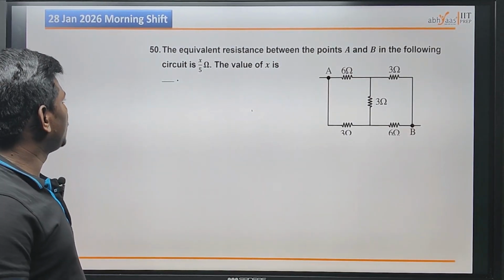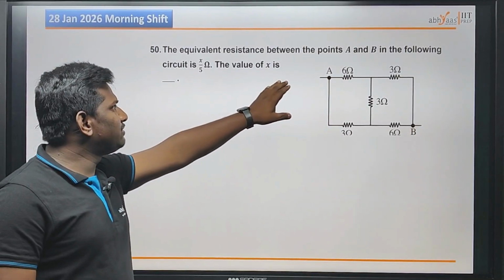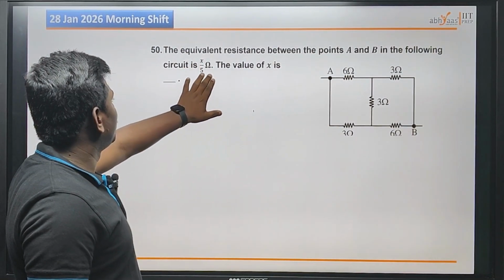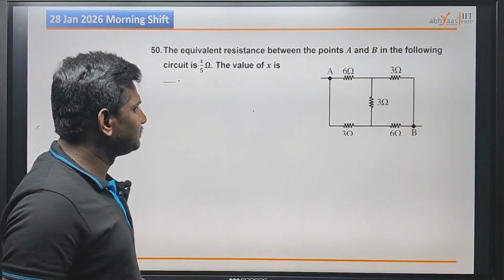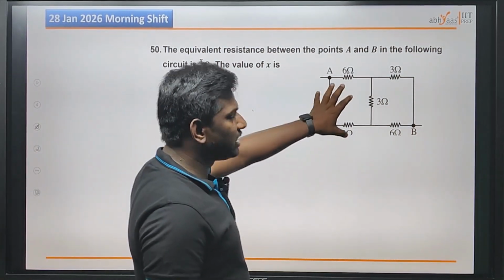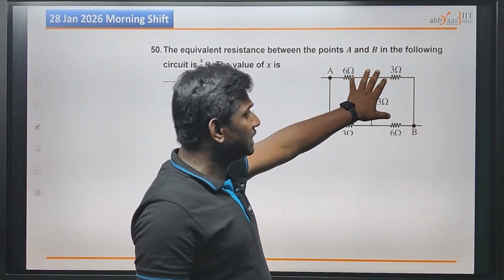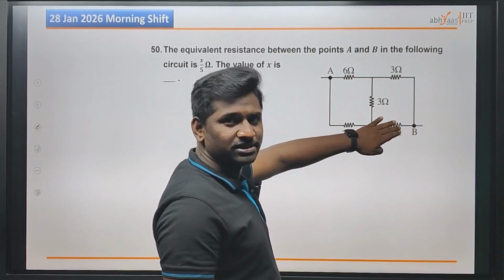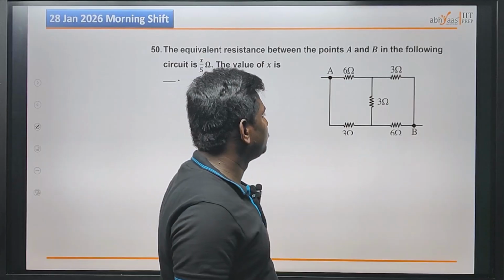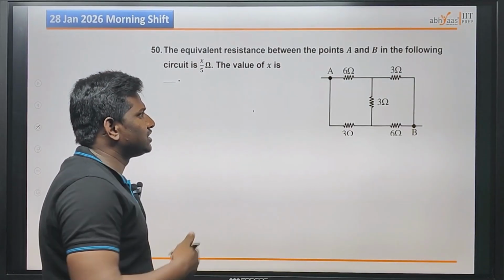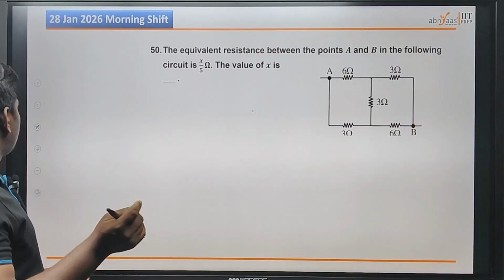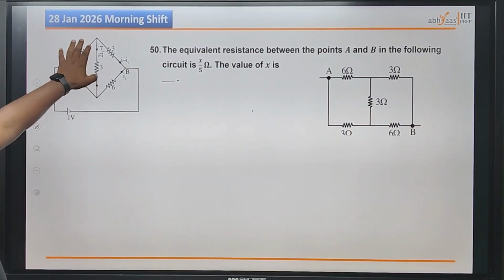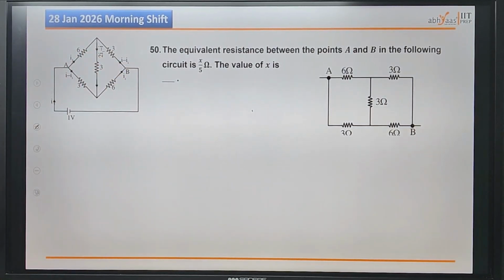Question number 50. The equivalent resistance between the point A and B in the following circuit is X by 5 ohm. Then the value of X. See here. If you assume it is a Wheatstone bridge, 6 by 3, that is 2 by 1, and 3 by 6, which is not possible. This is not a Wheatstone bridge. How to solve this one? I will tell you. So rearrange this diagram from there.